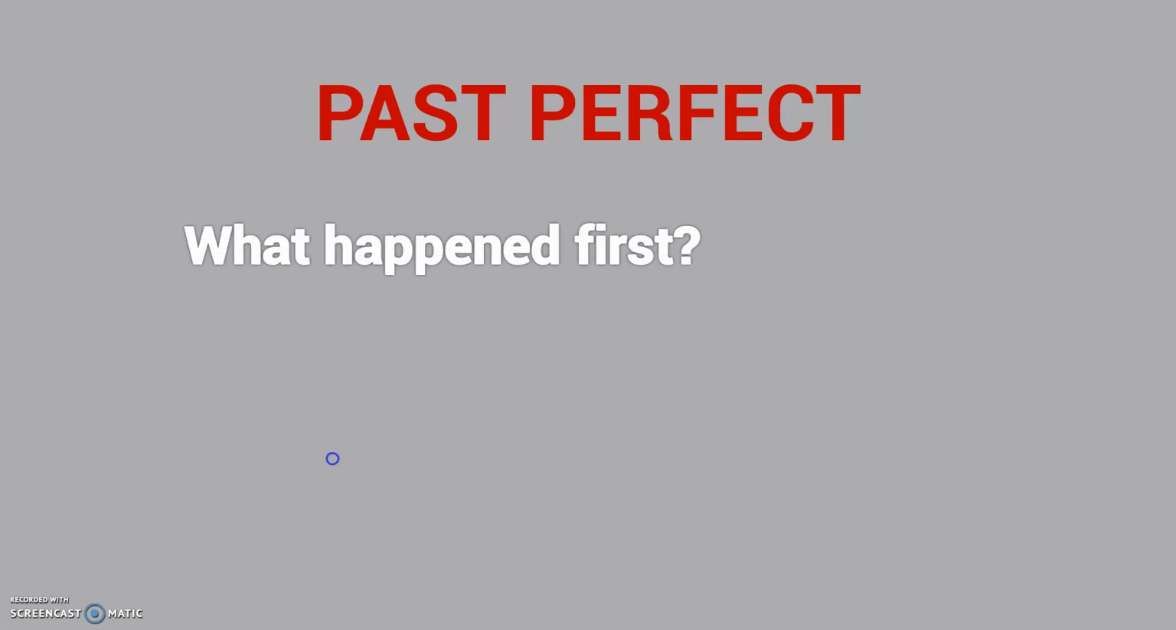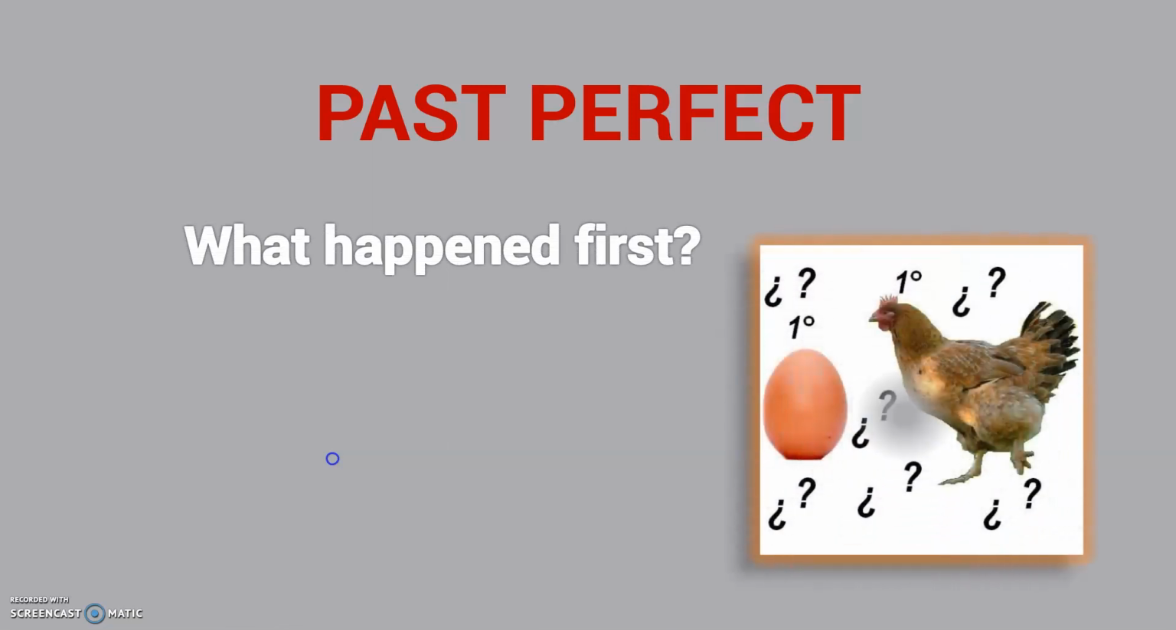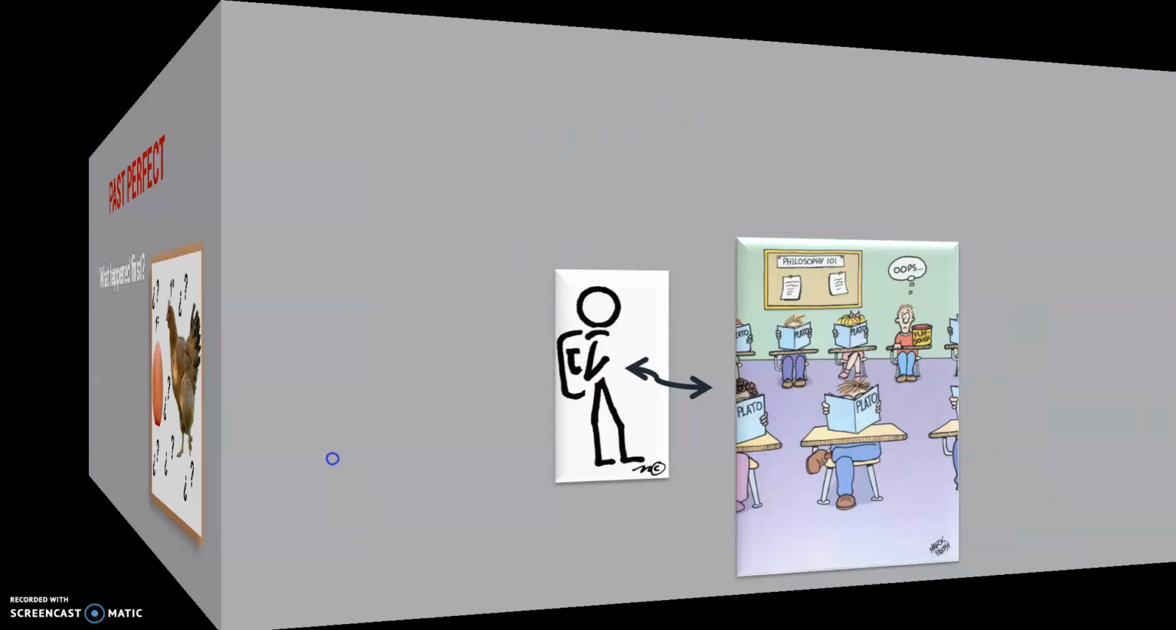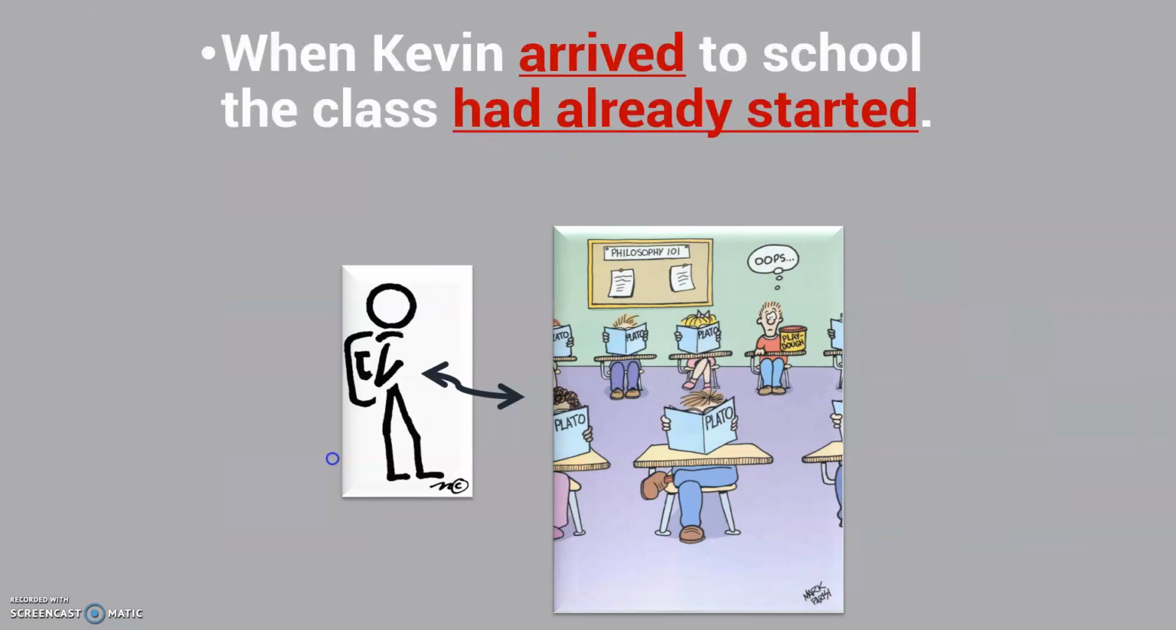This past perfect tense is about what happened first. It's simply like the question of the hen and the egg, but this is a lot easier. For example, when Kevin arrived to school, the class had already started. We've got two actions, one in simple past and one in past perfect. What happened first? The class had already started. What happened later? When Kevin arrived to school. So, if one action happened before the other, we use past perfect.